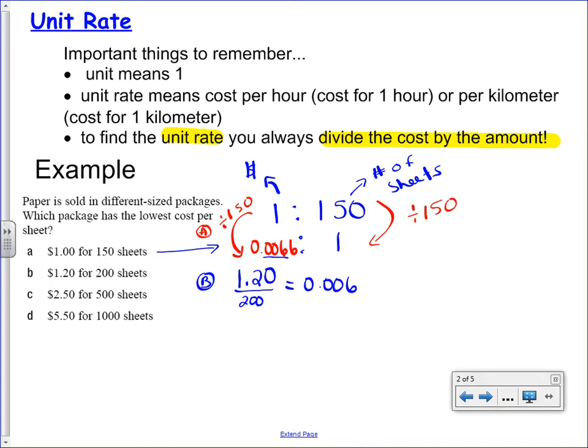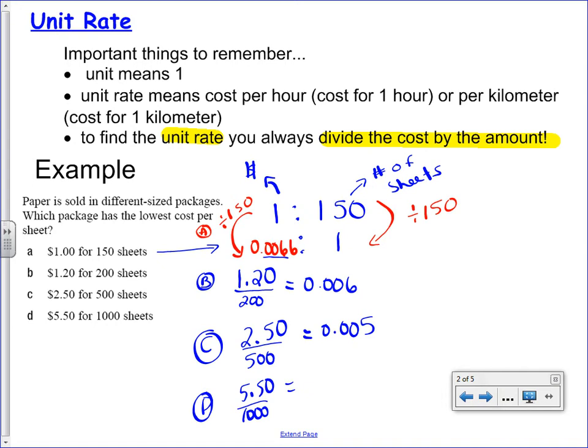Okay. So right away now, which one costs more, A or B? Nick, which one costs more, A or B? A, because it has that number after it. Okay, when I go to C, Justin, what do I have to do for C here? 250 divided by 500. Jonathan, what do I get for that? Okay. And then finally for D, Tristan, what do I do for D? It's 150 divided by 1,000.